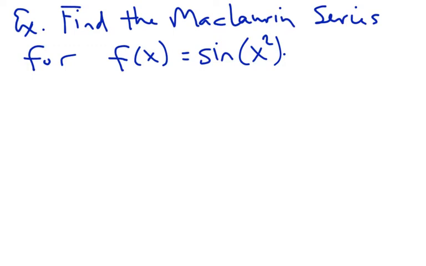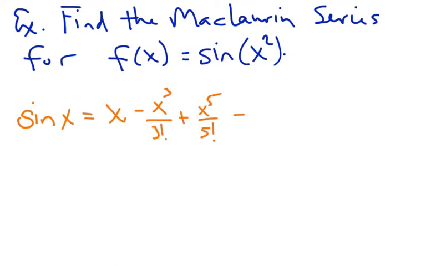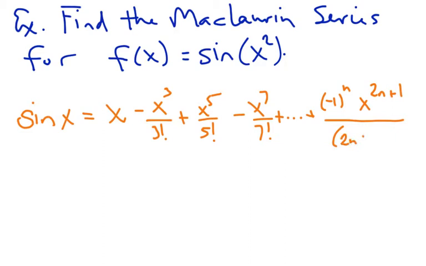But assuming you did, hopefully you started by remembering or going back and looking at your notes and saying that, well, sine of x is equal to x minus x cubed over 3 factorial plus x to the fifth over 5 factorial minus x to the seventh over 7 factorial plus dot dot dot plus negative 1 to the n times x to the, we need an odd number up here, 2n plus 1, all divided by 2n plus 1 factorial plus dot dot dot. The dots are barely squeezed on there, but hopefully you got it.